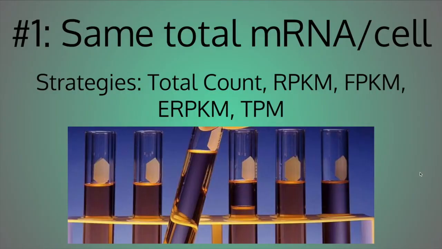So the first assumption is the same total mRNA per cell, where you assume that between each sample, the total amount of mRNA that you're sequencing is ultimately the same. This is the assumption that methods like total count, RPKM, FPKM, the variation ERPKM, and TPM typically make in order to normalize across samples. If you have the same total mRNA, then it's easy to just divide by a scaling factor and compare among the different samples.